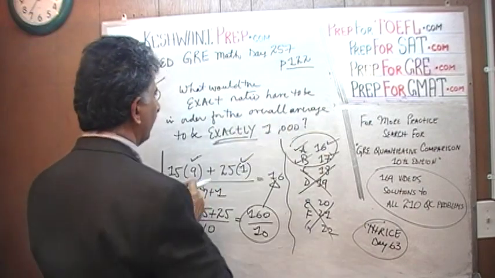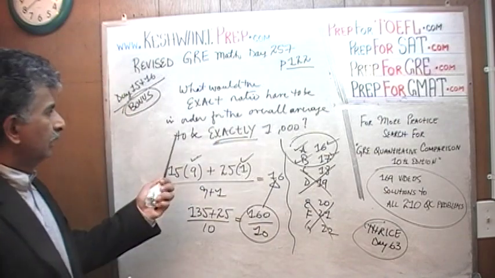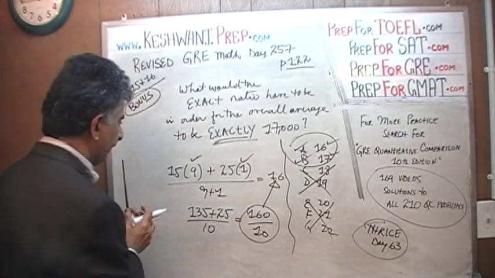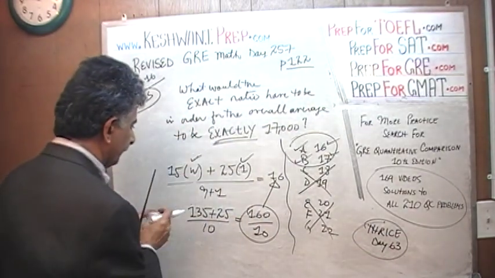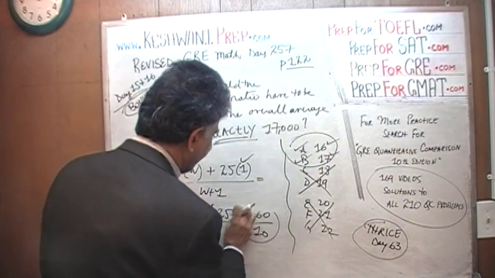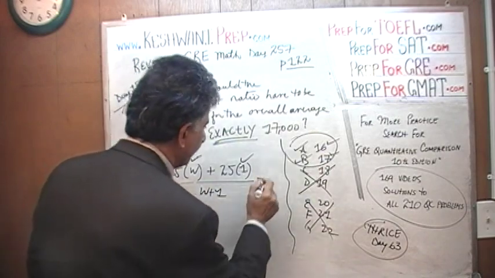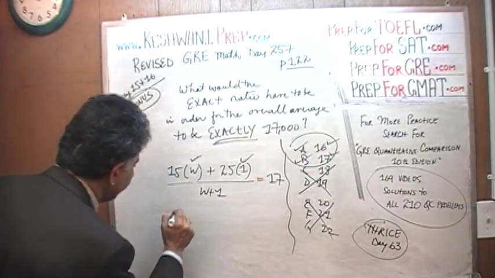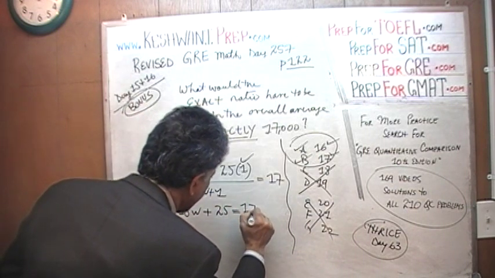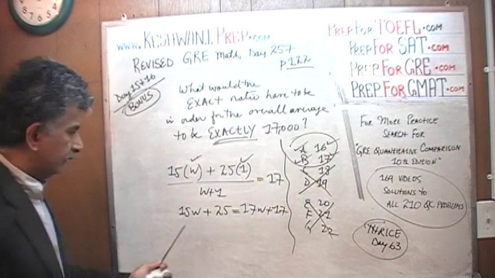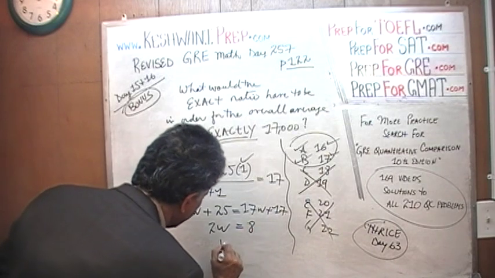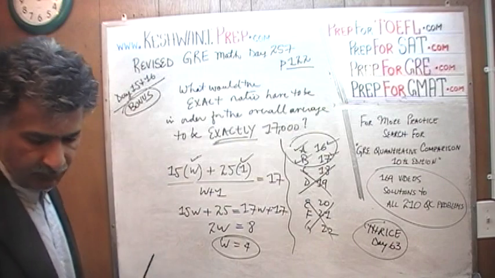Now let's do the same exact thing. Ask ourselves, what would the exact ratio have to be in order for the overall average to be exactly 17,000? We're going to assign it a weight of W, and we're going to have W plus 1, and now it has to be 17,000. Let's solve for it. 15W plus 25 equals 17W plus 17. So solve for W, you get 2W equals 25 minus 17, which is 8, and W equals 4. What do you know? This works out very nicely.